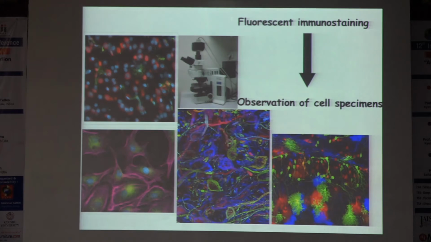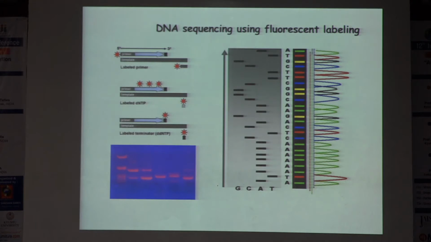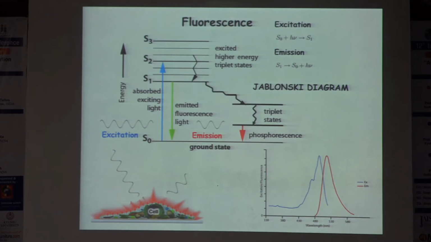Here are photos of cells stained with fluorescent dye. They give us information about the static conditions of cells. And these patterns represent genetic sequence analysis decoded using a sequencer, also with fluorescent dyes. Then, what is fluorescence? Fluorescence is light emitted from substances excited with light. So, excitation light is transferred to another light, fluorescence.